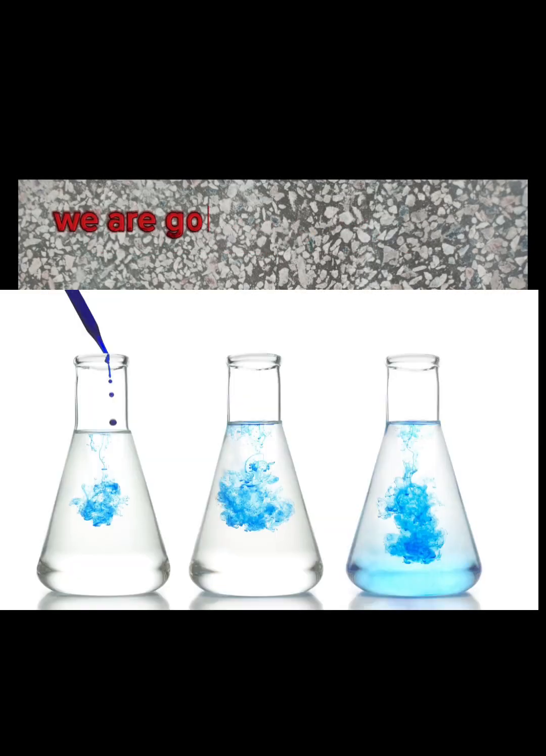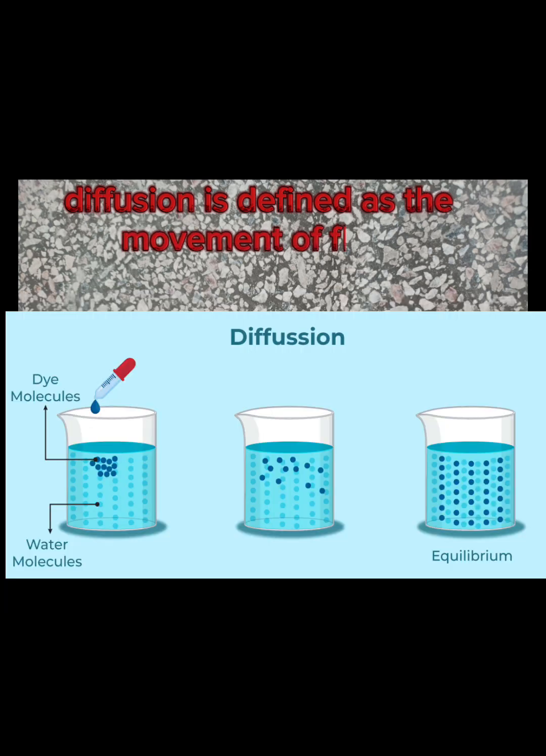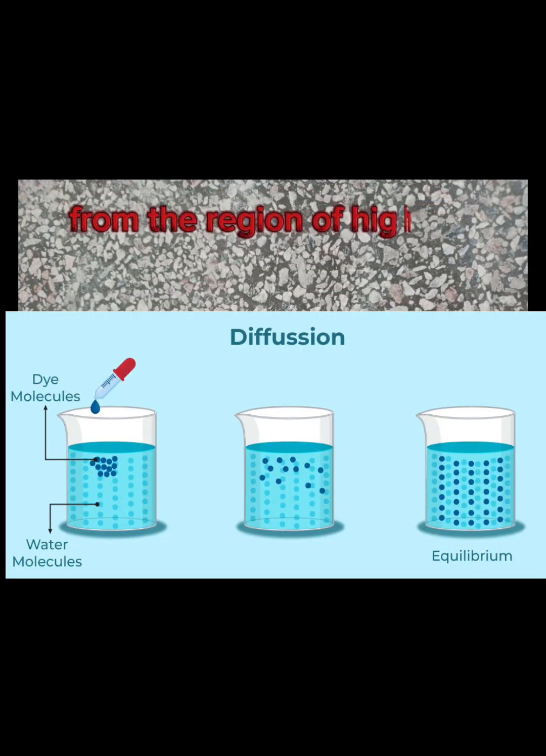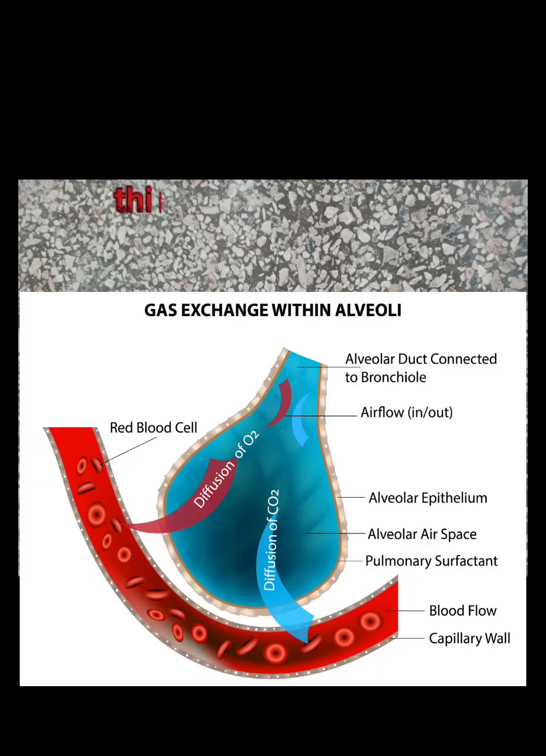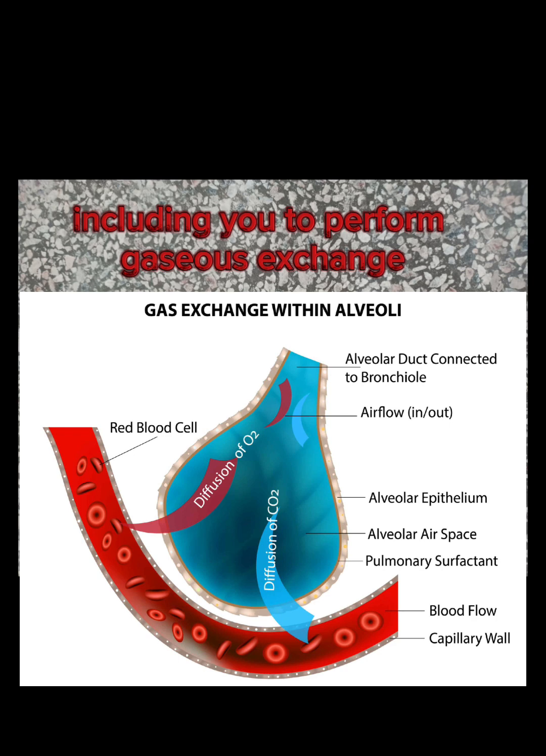Today we are going to learn about the process of diffusion. Diffusion is defined as the movement of fluid molecules from the region of higher concentration to the region of lower concentration. This process is very essential since it enables animals, including you, to perform gaseous exchange.